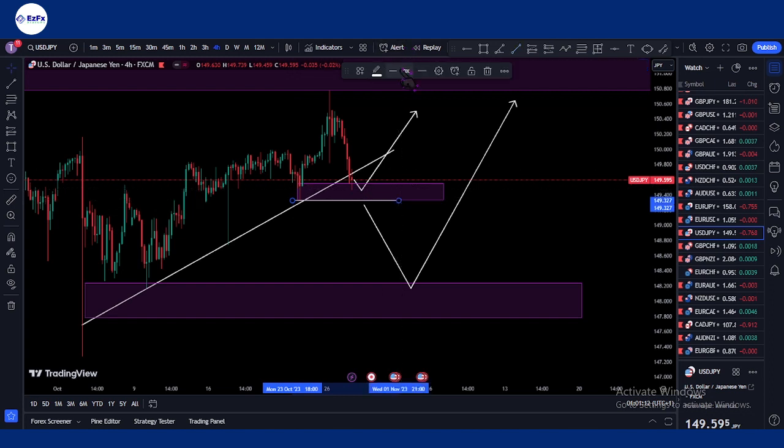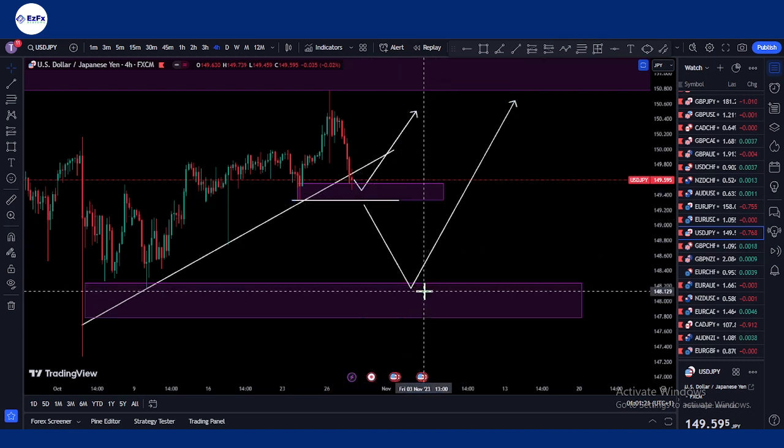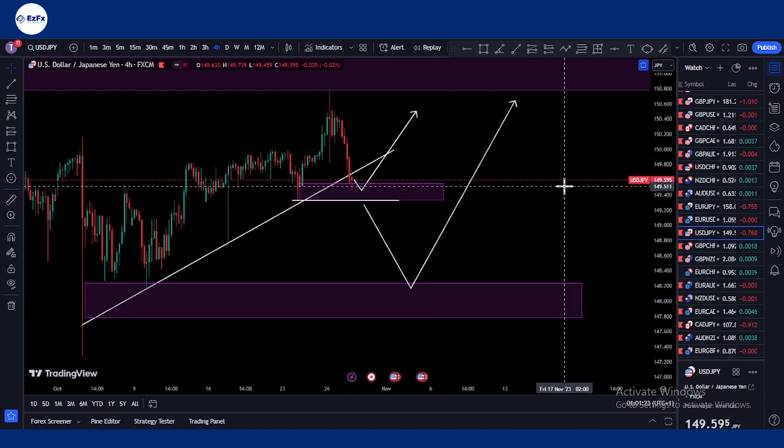Yes, so I'll be expecting to see price break below this previous support here, and then we'll just get to see price go down towards the downside, enter this zone, and then we get to see that buy movement as I was expecting on USD JPY. All right, so I hope that is clear.